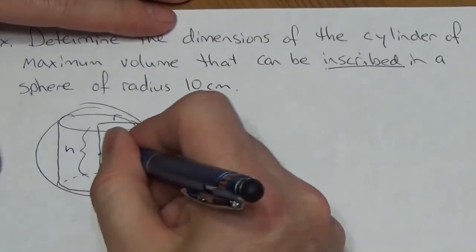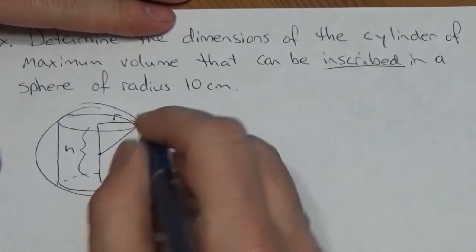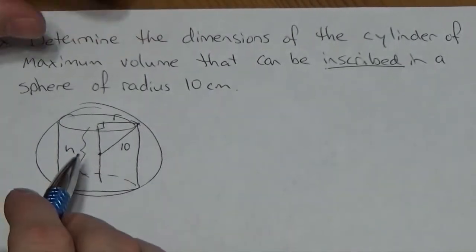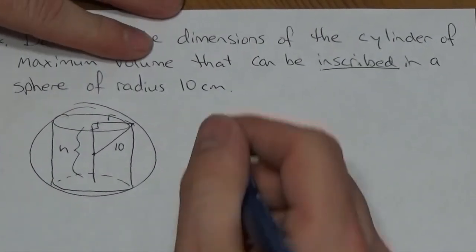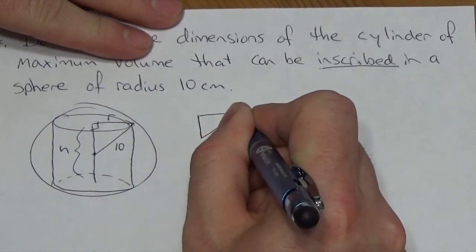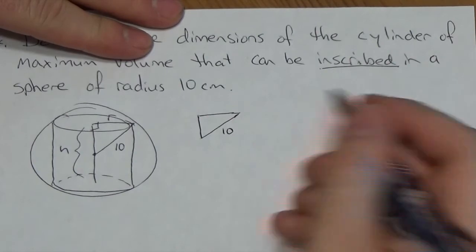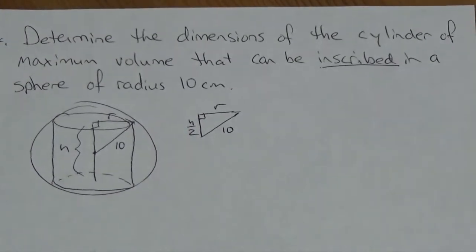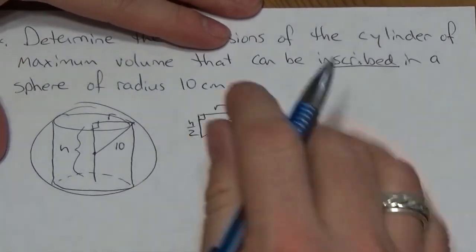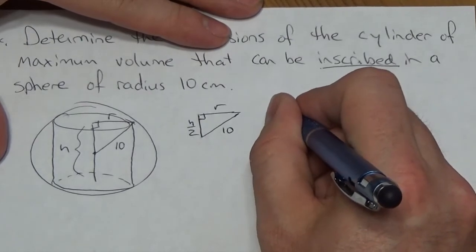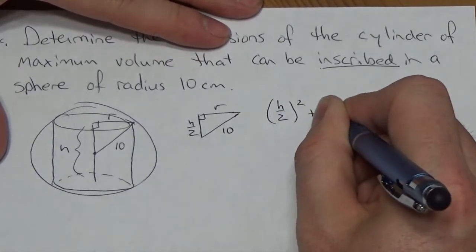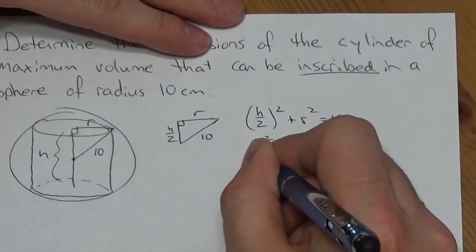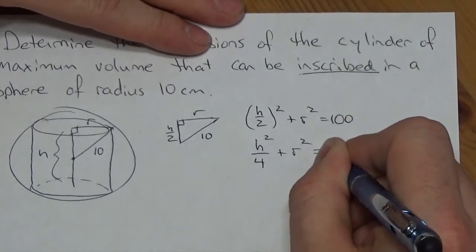Now, we know that the radius of the sphere is 10. Okay, and so we might be tempted to draw this little right angle triangle here because it's going to give us a relationship between these. In fact, specifically, what we're going to see here is that the radius of the sphere is 10. This would be half the height of the cylinder, and here's my radius. Which means the relationship between these is going to be h over 2 squared plus r squared is equal to 100. And then just to clean this up a little bit, that's going to be h squared over 4 plus r squared is equal to 100.